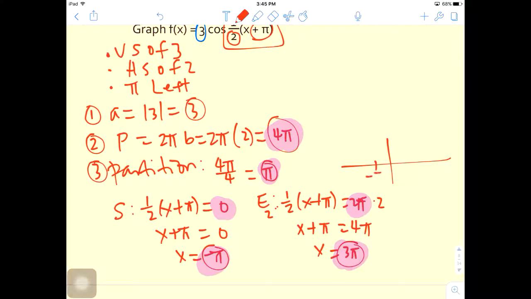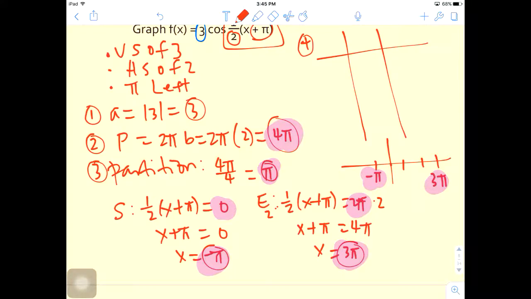So here's negative pi. That's 0, 1, 2, 3. So here's where the ending is. So starting at negative pi, ending at 3 pi with 5 marks over there. And so step 4 is the table.